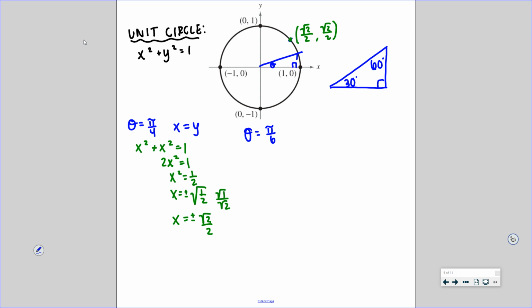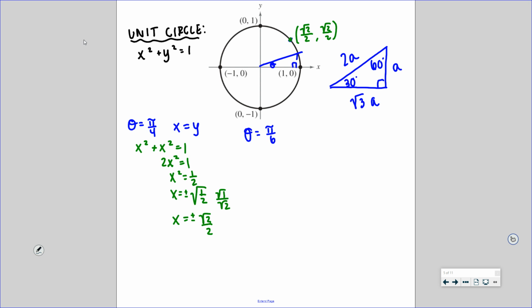So the ratio for a 30, 60, 90 triangle: whatever is across from the 30, whatever that number is, the hypotenuse is always double that. And across from the 60 is always square root of 3 times whatever that is. Just write that down. You don't have to know that for this class, but this is where it comes from. It's pretty neat. Does it look familiar? Yes.